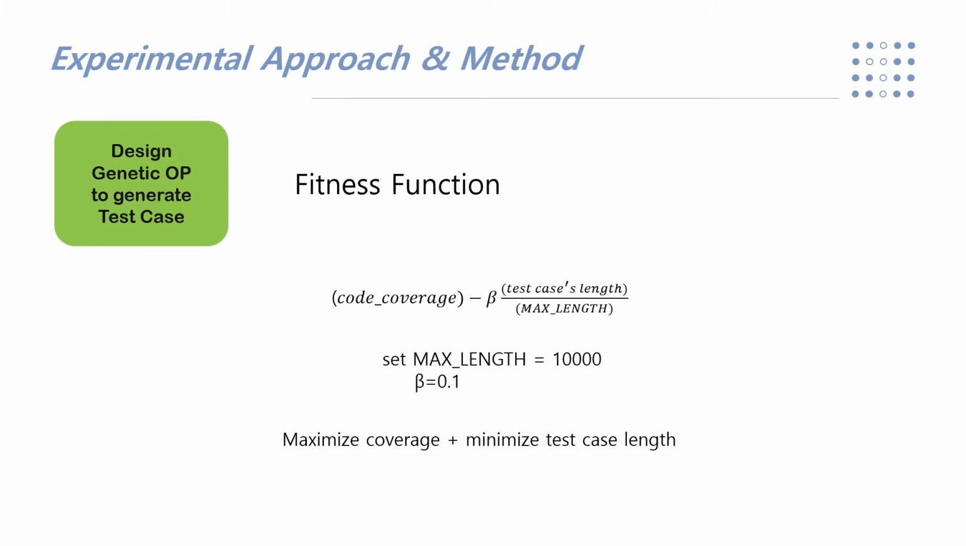And lastly, we designed a fitness function and genetic operators to generate test cases. The fitness function is as follows. The better the coverage of the test case is, the better it is. Also, a shorter test case is considered a better one. And the coefficient beta is multiplied here so that the effects are reflected equally.